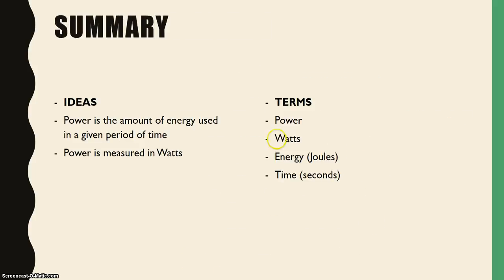These are the ideas we covered today. Power is the amount of energy used in a given period of time. It's measured in watts, with a capital W, or you can write the whole word, it doesn't matter. Terms that you need to be familiar with: energy in joules, and time in seconds when you're calculating the questions.